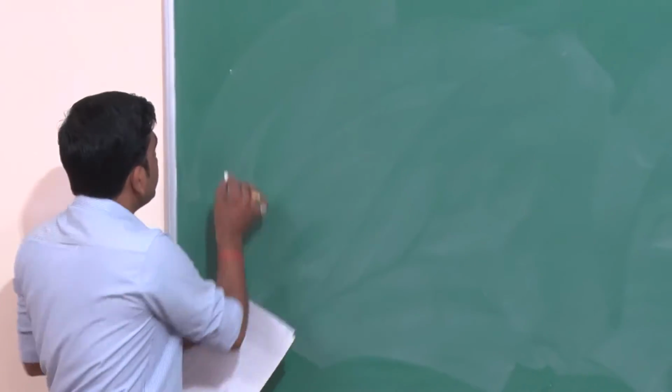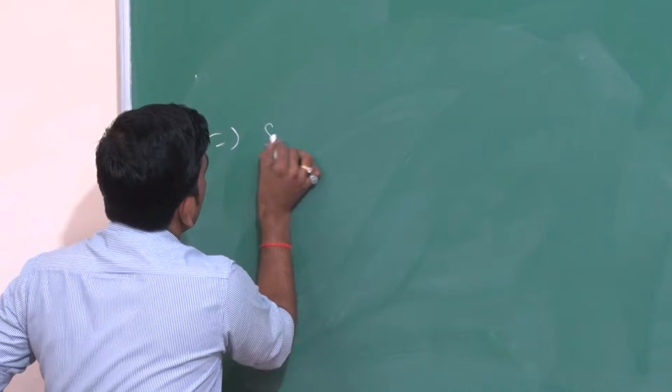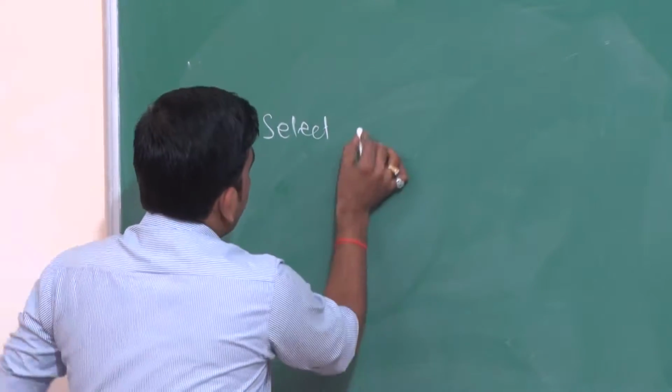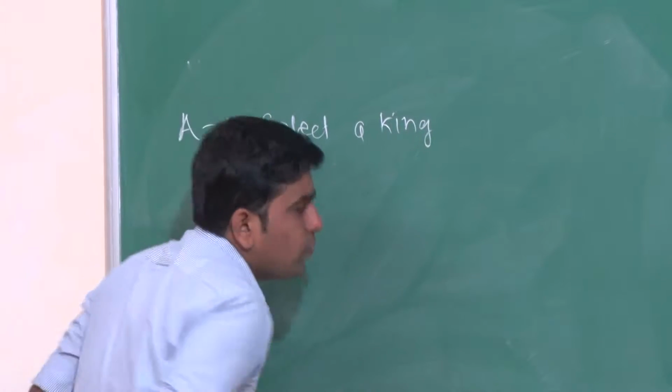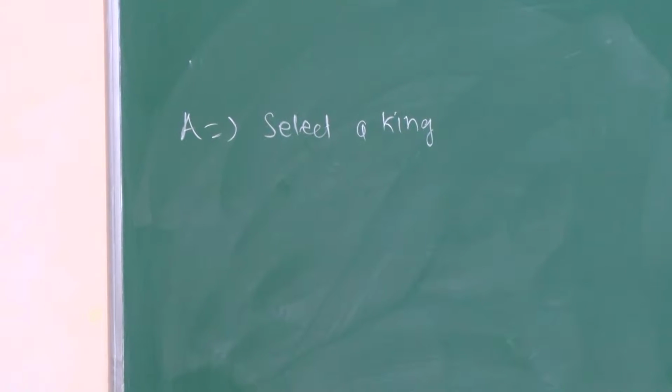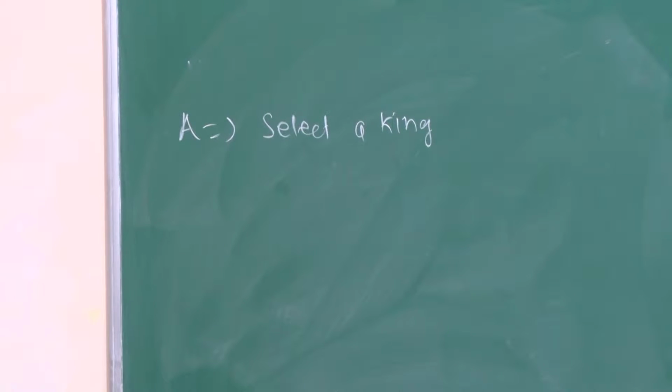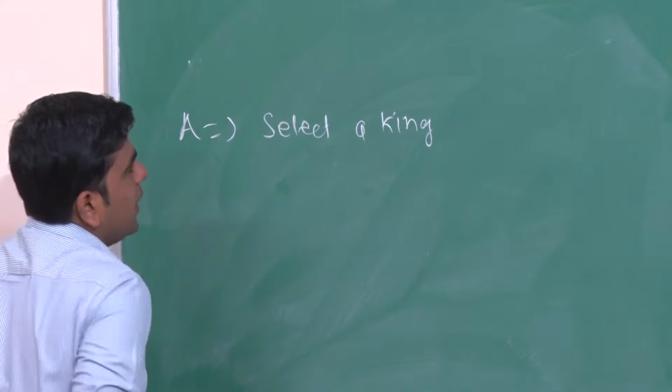Write down one example which will explore what is this statistically independent. This is the important concept. So we have to select a card from 52 playing cards, where capital A is the event select a king from the set of 52 playing cards.